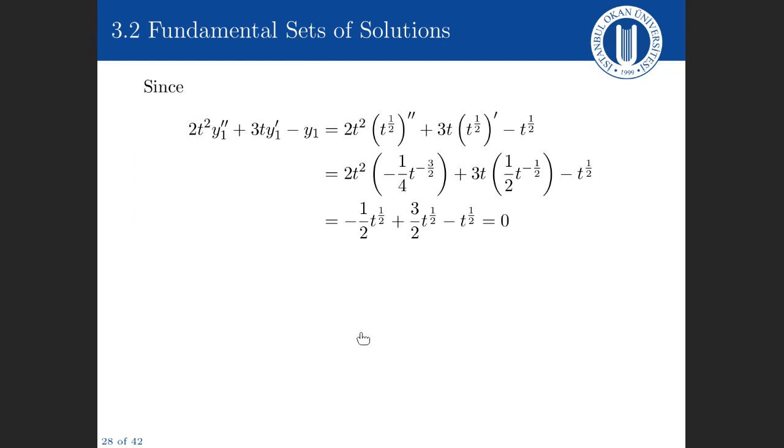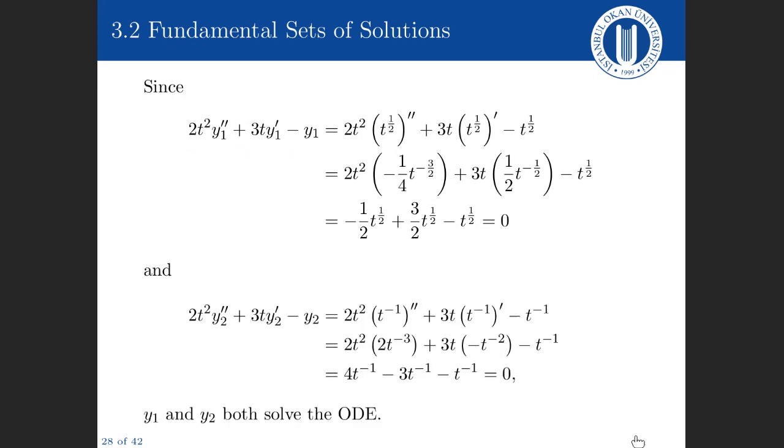So first of all, let's look at y1. We can take the differential equation and put y1 into it. In other words, we're looking at t to the power of a half in each place: 2t squared, and then two derivatives of t to the power of a half, plus 3t, t to the power of a half prime, minus t to the power of a half. And when we calculate this, we get 0. Therefore, y1 solves the differential equation.